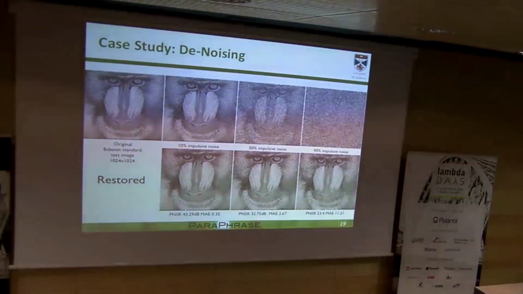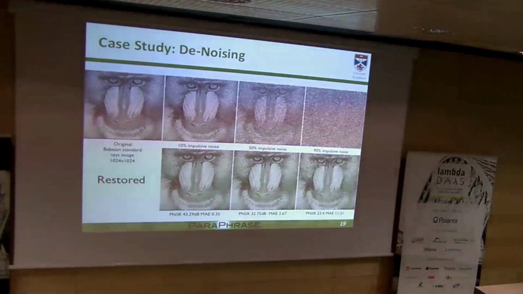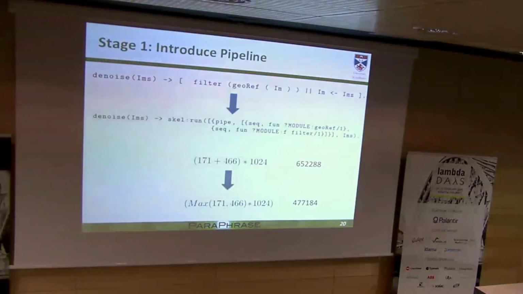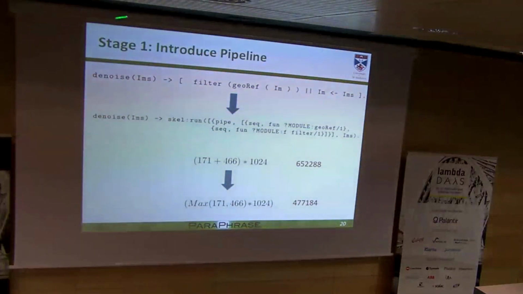So just to show you an example here, this is a denoising example. The idea is you take a picture with some noise in it. It could be a satellite image or a TV picture or whatever, and you try to filter it to get back some of the original image. The algorithm is very simple. Here we just have a simple function.